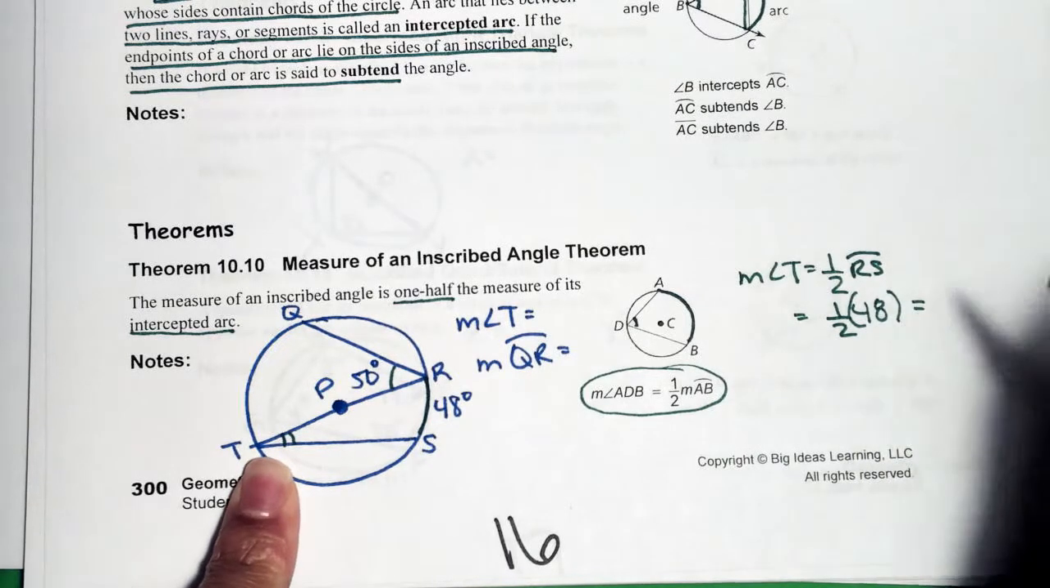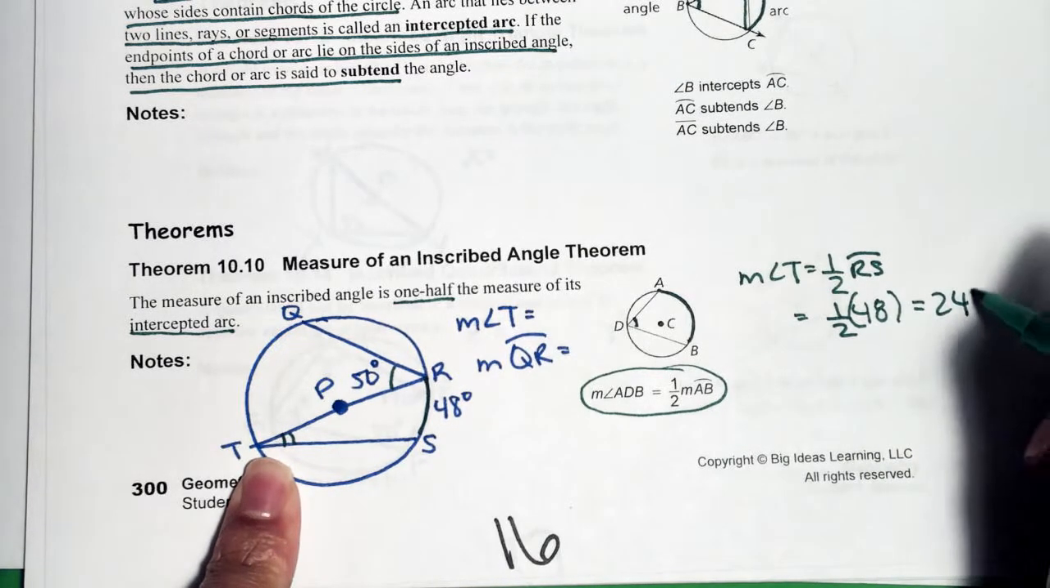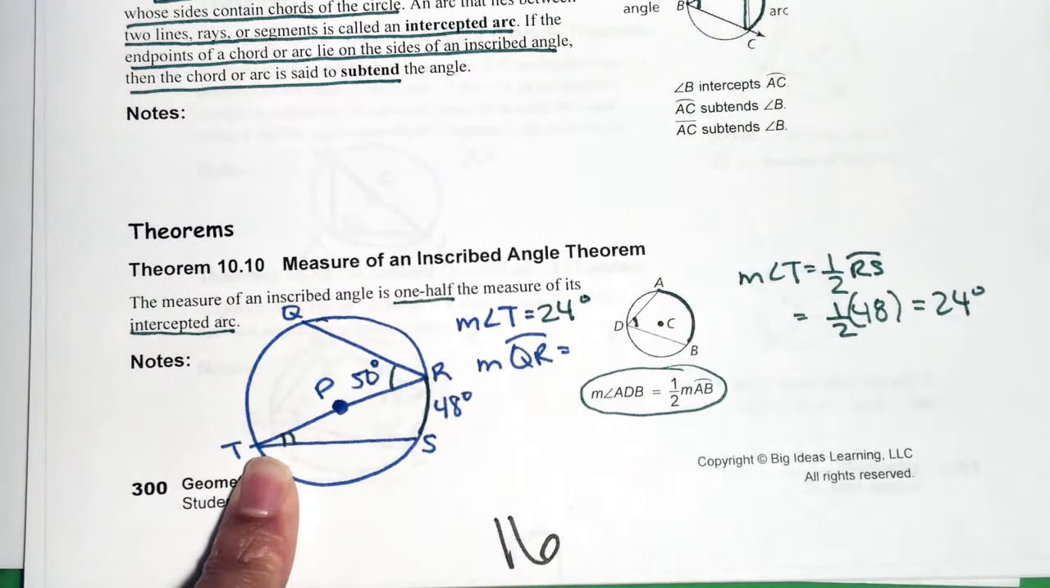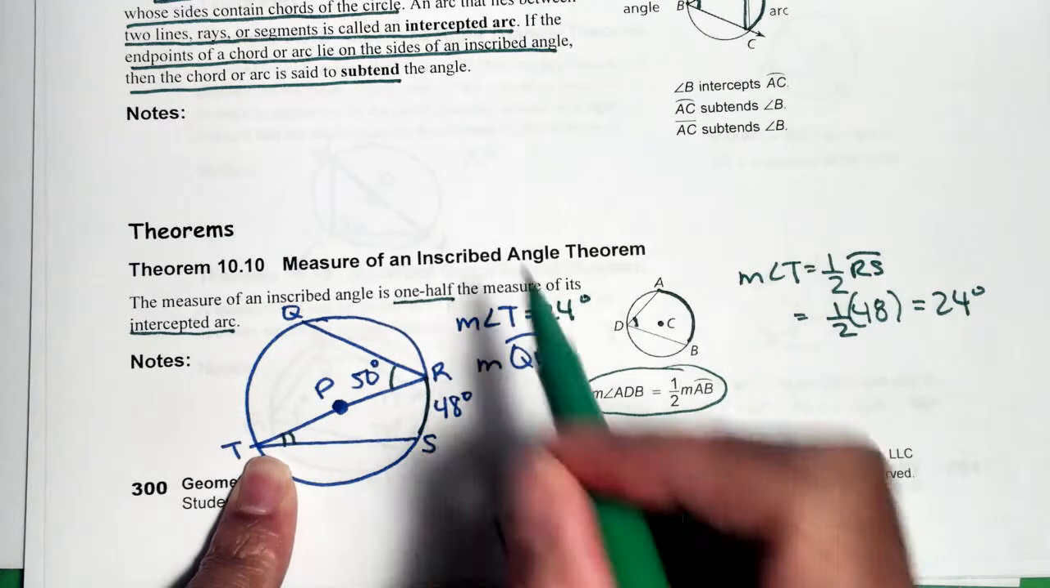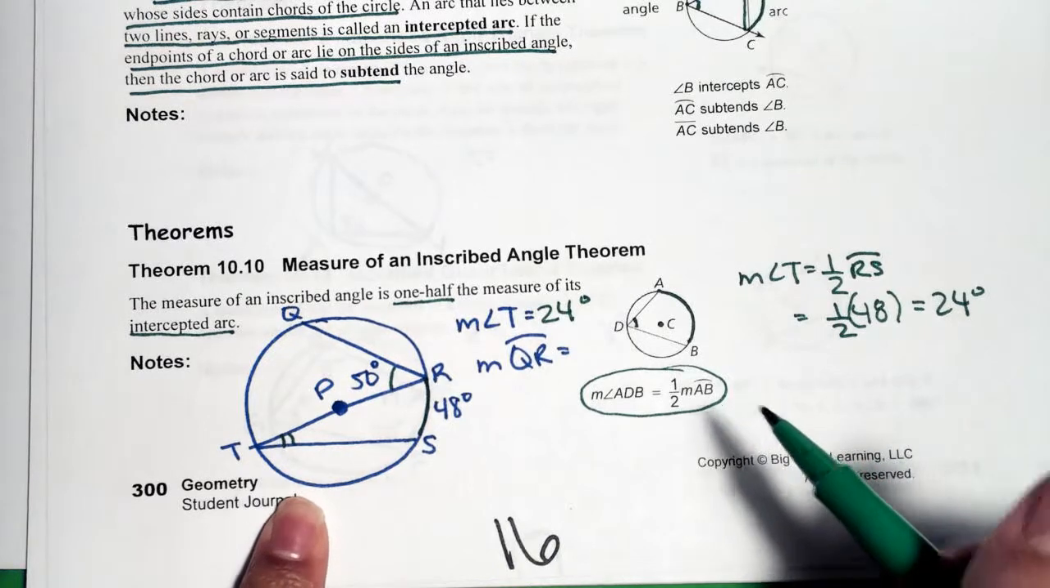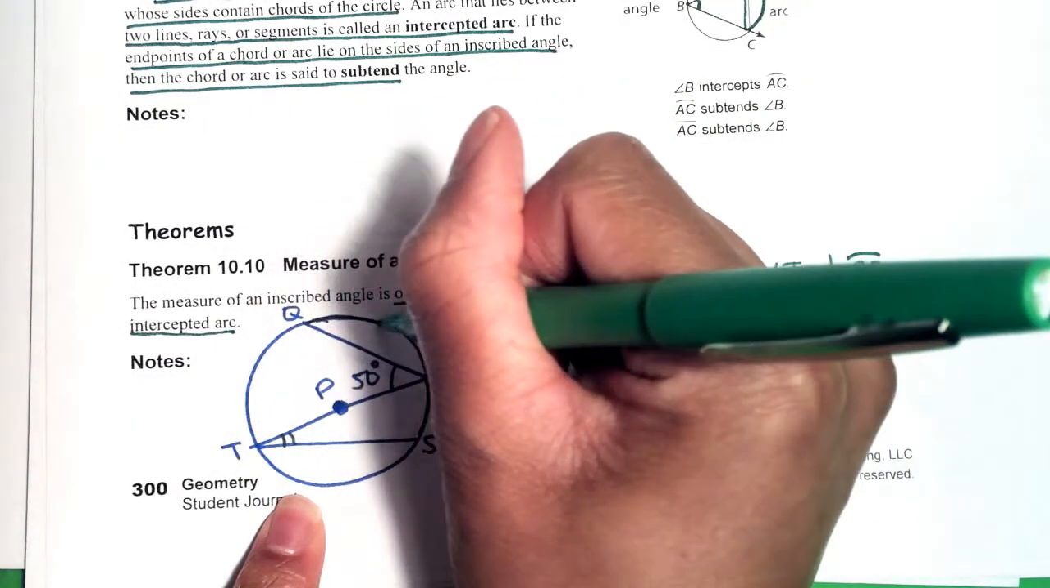And so half of 48 gives me 24 degrees. So angle T is 24 degrees. Okay, and our next one, we're trying to find arc QR.